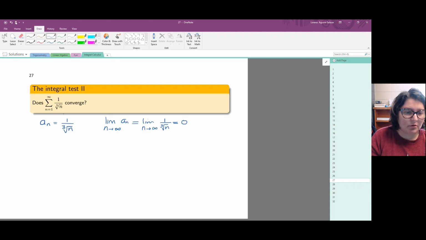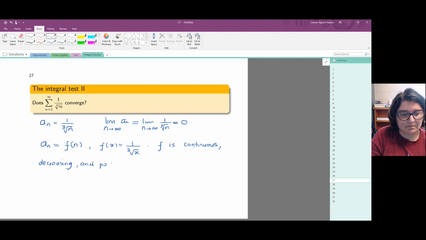Now we're going to match the nth term of the series with a function at n. So here notice that a_n is the same as substituting n into f(x) equals 1 over cubic root of x. And this function f is continuous, decreasing, and positive, as long as we keep to numbers between 1 and infinity.